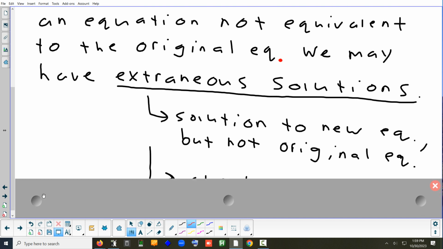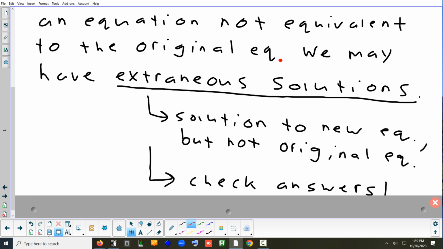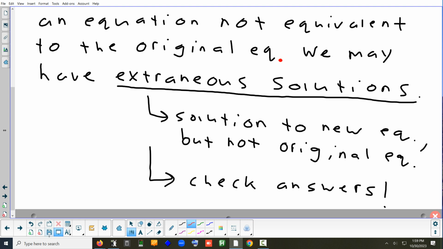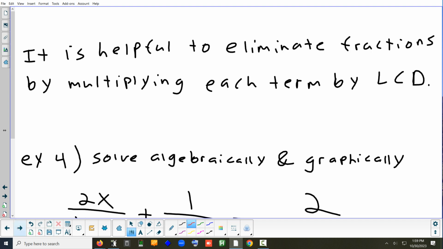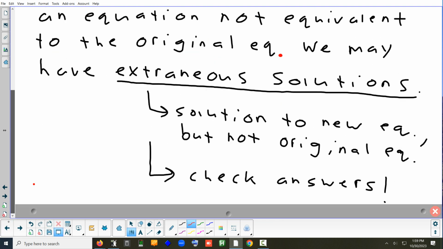So how do you eliminate extraneous answers? You check it. You plug it back in, and you see if it works. If it doesn't work, you cross it out. Let me give you a real simple example of an extraneous solution. Let's say you have this equation.